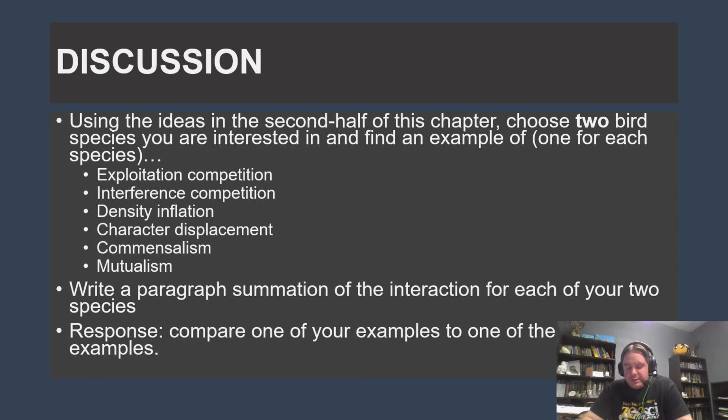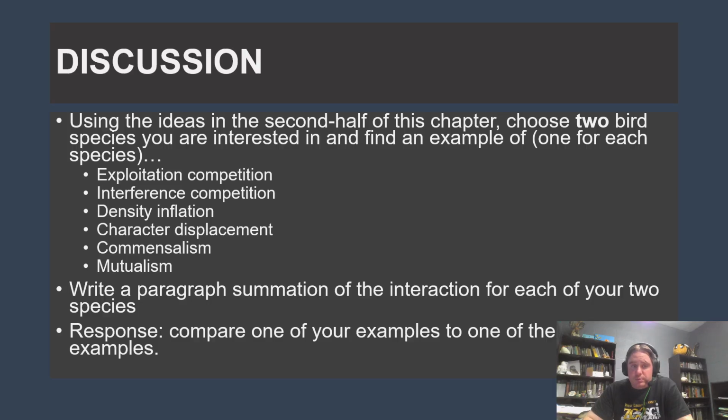Okay, so the last part of this chapter is heavily skewed toward discussing competition in birds and the implications it has for community structure. It's also quite extensive in its discussion of a few other things, particularly commensalism and mutualism, and some competition-related concepts like density inflation and character displacement. So your discussion is on these topics.